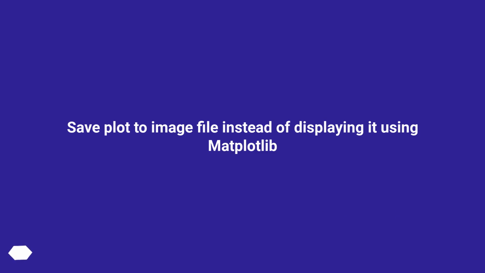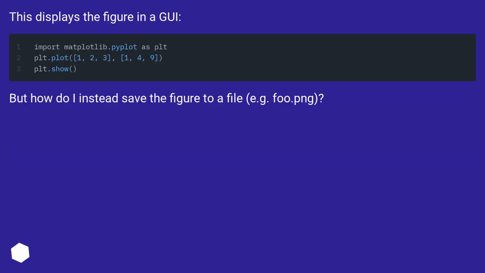Save plot to image file instead of displaying it using Matplotlib. This displays the figure in a GUI. But how do I instead save the figure to a file, for example foo.png?